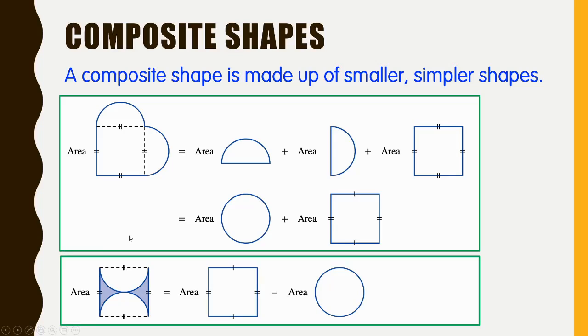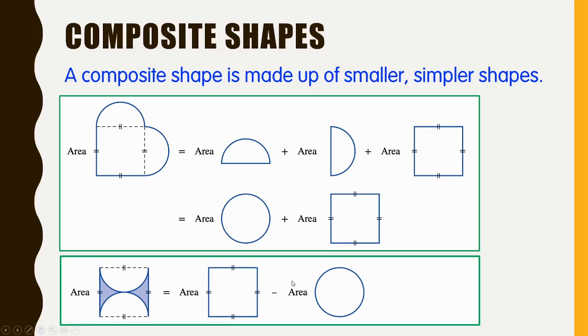And for a subtractive area, I look at this and I can see I've got a square here and I've taken away a half circle here and a half circle here. If I take away a half circle here and a half circle here, that's the same as taking away a whole circle.